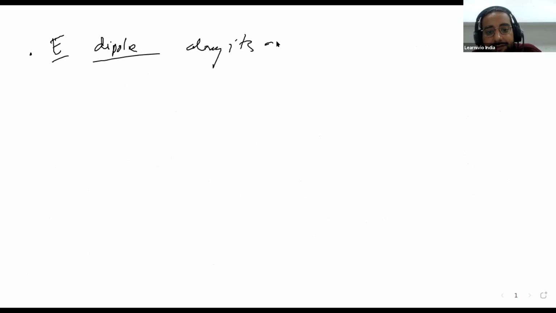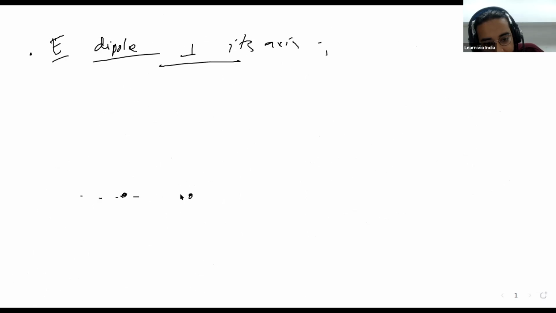Okay, so we found out what the electric field was for a dipole along its axis, right? Now, what about the other direction? What about perpendicular to the axis? What about not being along it? What about being perpendicular to the axis?